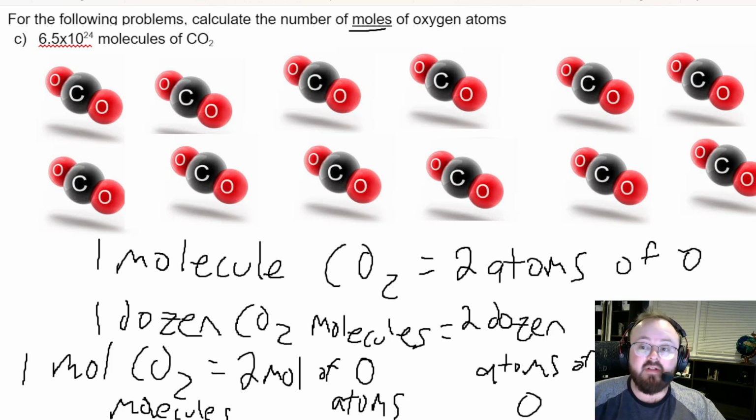Every single time that I have a carbon dioxide, I have double the amount of oxygen. The example that I gave in class, think about a hamburger, think about a hot dog. Every hamburger I have has 2 buns to it. So if I have 5 hamburgers, I got 10 buns. If I got a dozen hamburgers, I got 2 dozen buns. If I have a mole of hamburgers, I have 2 moles of buns. It's always in that same ratio.